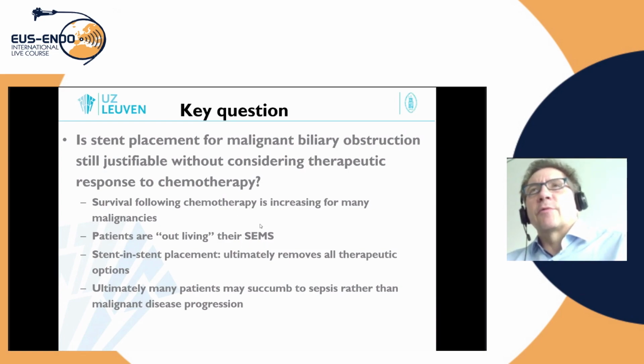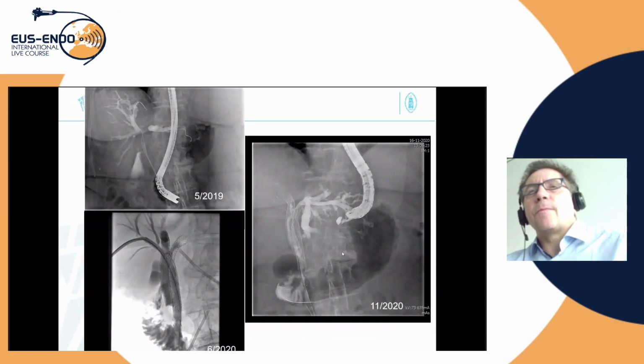So I want to pose the question: is it still justifiable to just place biliary stents without considering the therapeutic response and the natural history of a malignant disease? And this is a prime example of what I want to discuss with you today: a patient that presented in 2019 with a cholangiocarcinoma.